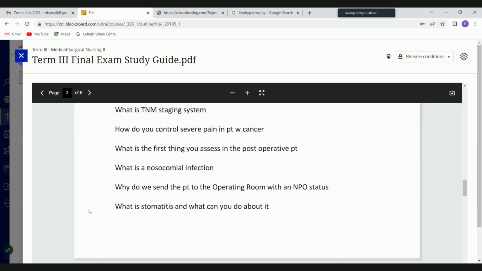Who can tell me what a nosocomial infection is? Isn't that something in a medical facility? Something got in, an infection? Yeah, it's a hospital acquired infection.